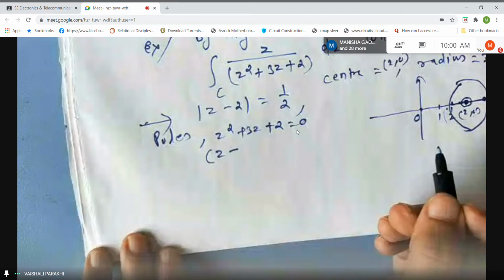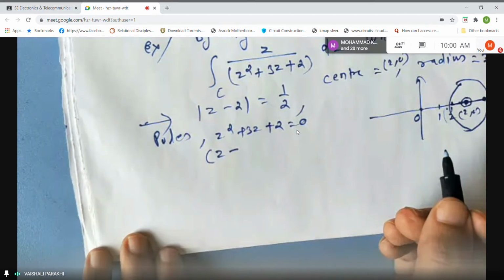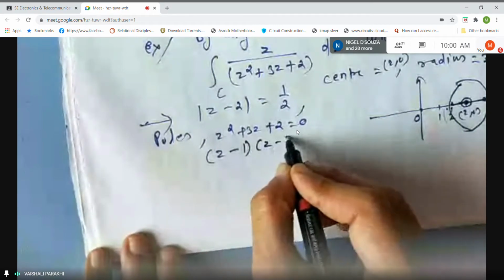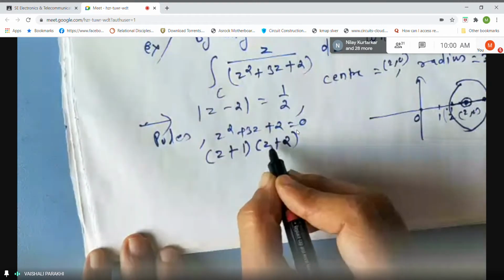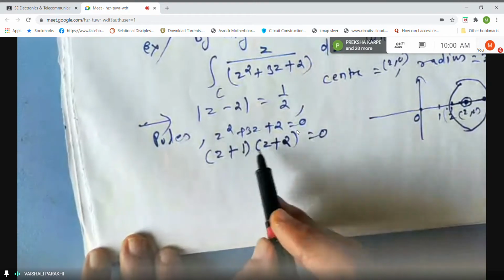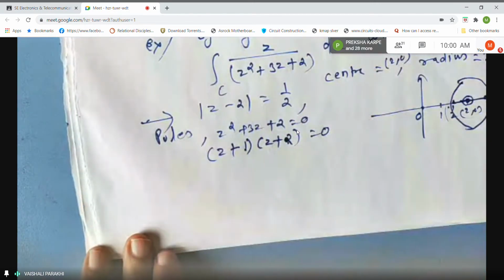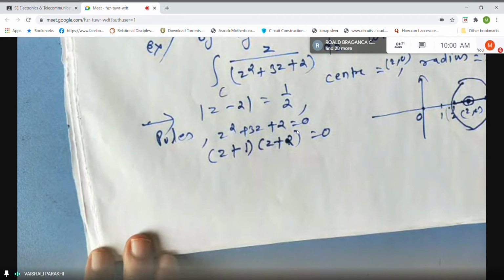Ma'am, we have to use z equal to minus b plus or minus root of b square minus 4ac? No, not required. Directly we can do. Isn't it z plus 1 and z plus 2? Because see, 2 into 1 is 2 and 2 plus 1 is 3. You can get the factors. If you are not getting the factors directly, then you use that formula. So these are the factors for the quadratic equation.